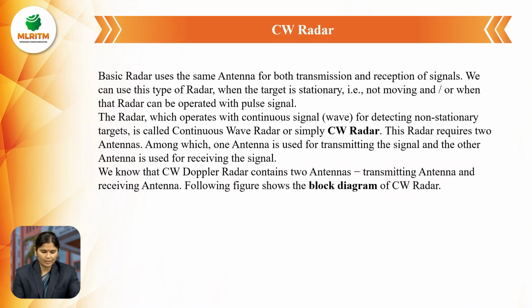Next one is continuous wave radar. In pulse radar, we used only a single antenna for both transmission and reception. But in continuous wave radar, we use a separate antenna for transmission and a separate antenna for reception. The continuous wave radar is the radar which operates with continuous waves to detect non-stationary objects. The radar requires two antennas, among which one antenna is used for transmitting the signal and another antenna is used for receiving the signal.